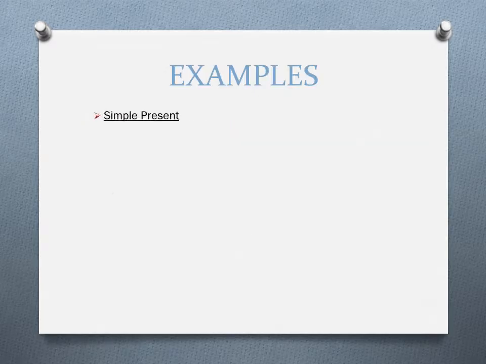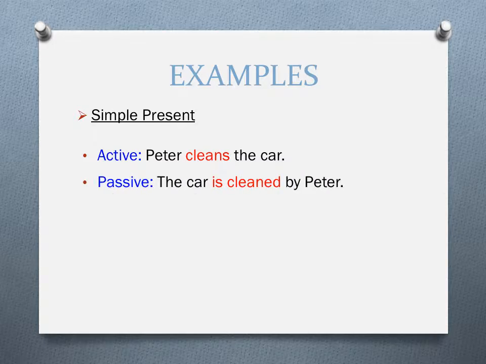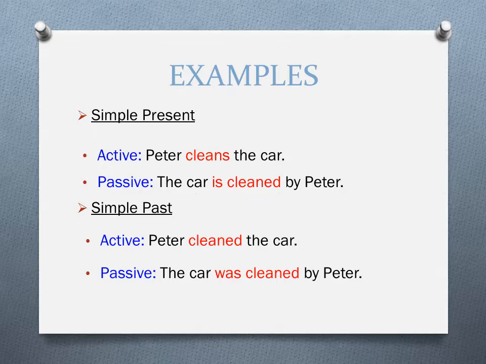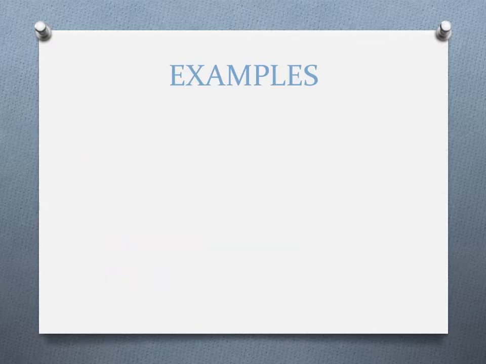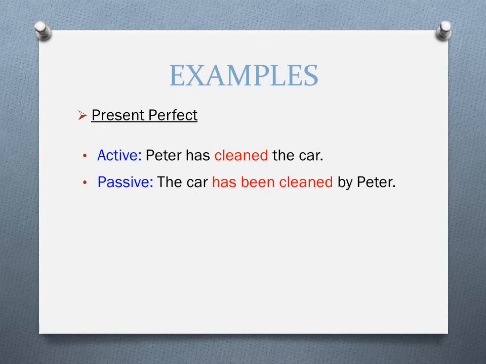Examples. If the active verb is in the simple present, for example, "Peter cleans the car," the passive sentence is "the car is cleaned by Peter." If the active verb is in the simple past, "Peter cleaned the car," the passive is "the car was cleaned by Peter." If the active verb is in the present perfect, "Peter has cleaned the car," the passive sentence is "the car has been cleaned by Peter."